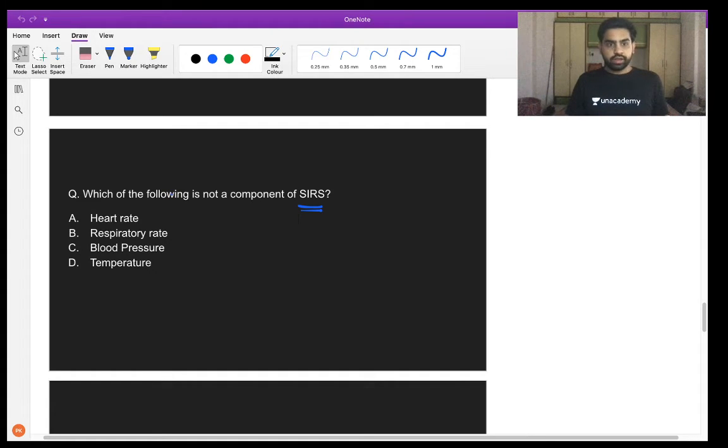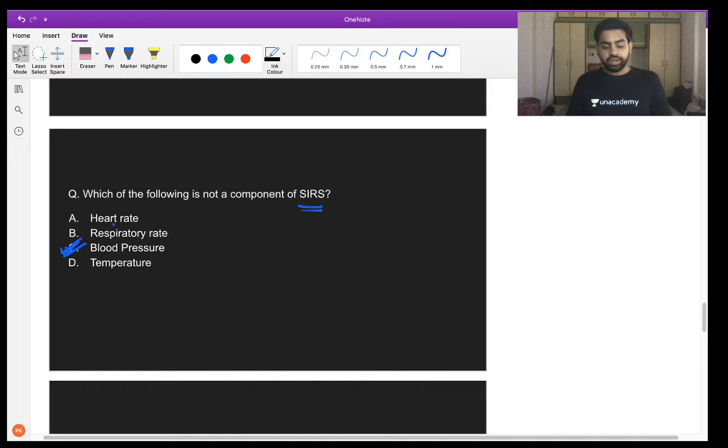So please understand, it is not A. The answer is in fact C. Increased heart rate is a component of SIRS. Respiratory rate more than 20 is a component of SIRS. Temperature, yes, definitely. A rise or a fall in temperature is definitely a component of SIRS. Ria, the answer is not A. The answer is C, that is blood pressure. Blood pressure is not a component of SIRS.